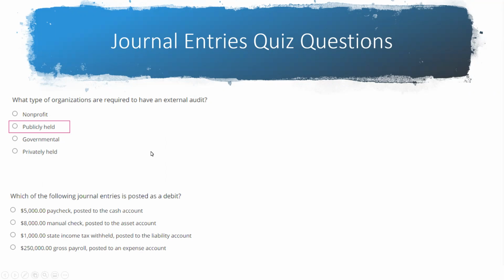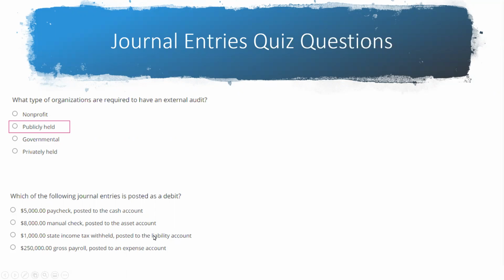Which of the following journal entries is posted as a debit? So if we have a $5,000 paycheck that's posted to a cash account, an $8,000 manual check posted to an asset account, $1,000 state income tax withheld posted to the liability account, or $250,000 gross payroll posted to an expense account. State income tax.